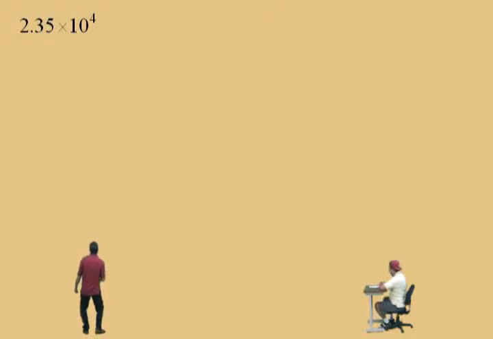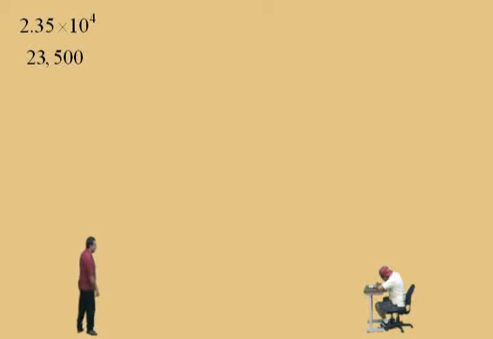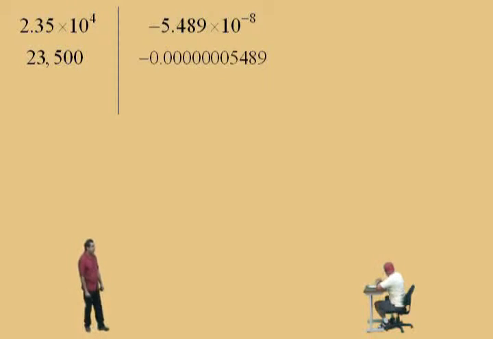2.35 times 10 to the 4th. We're going to work on this problem right here. Now, which way does the decimal move, Charlie? To the right 4 times. That should be easy. That's our review there. Negative 5.489 times 10 to the negative 8 moves the decimal which way? To the left 8 times. There we go. And there's your answer there.